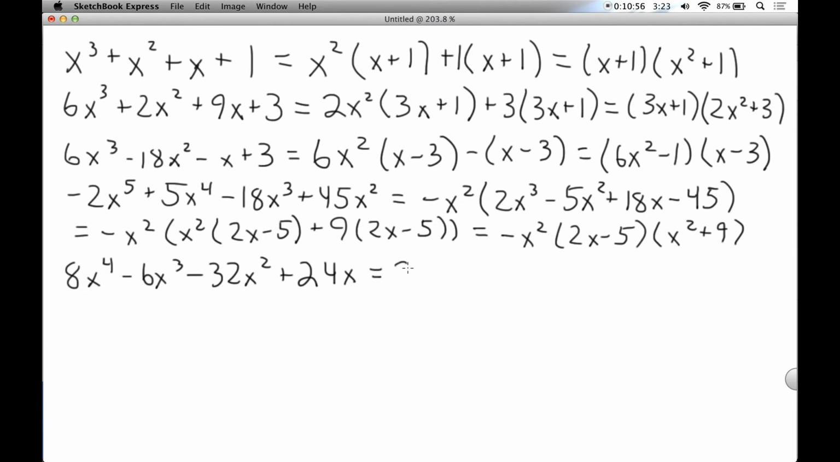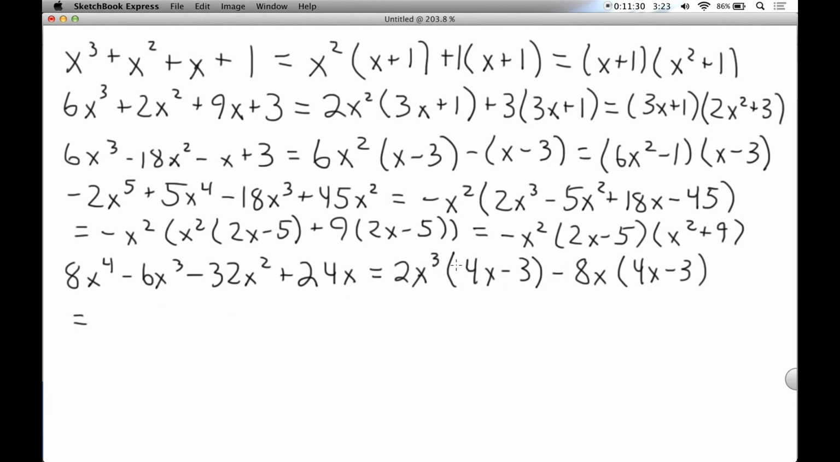So from the first group, we can factor out 2x cubed and be left with 4x minus 3. And from this second group, we're going to factor out a negative because we want the first term in the group to be positive. So we factor out of 24 and 32, we can factor out 8 and then an x. And we will again be left with 4x minus 3.